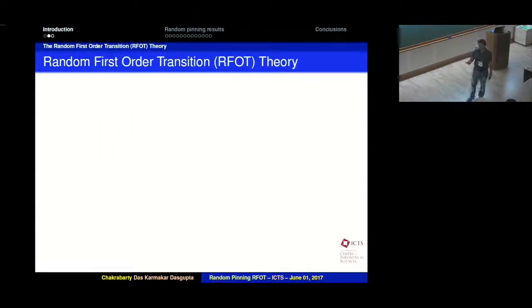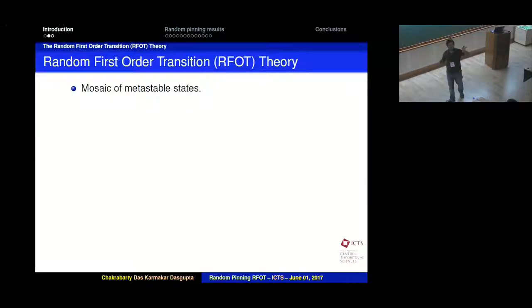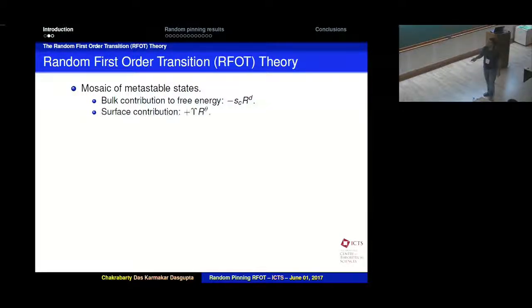So what is the random first order transition theory? As you have heard in the previous talk, it assumes that in the supercooled regime, the supercooled liquid is made out of a mosaic of metastable states, and each of these regions has a bulk contribution to the free energy, which goes like the configurational entropy times the volume of this region, and there is a surface cost of having a different region next to it, and the contribution of that to the free energy goes like the size of the region to the power theta, which is not necessarily d minus 1.